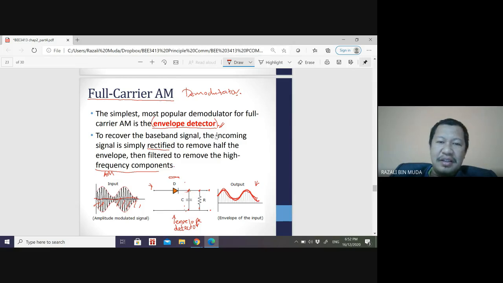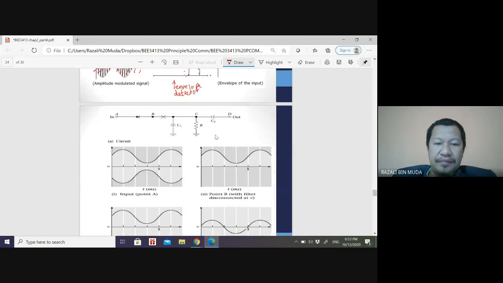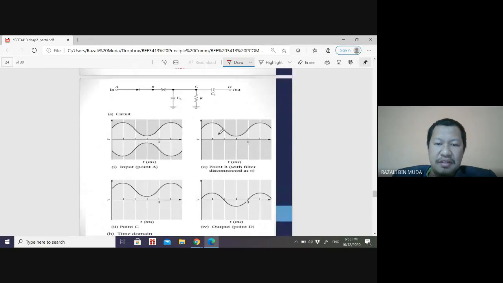The basic demodulator for full carrier AM circuit. So this is a little bit of explanation of the same. Now you have this envelope here. Then at point B, after the diode or the rectifier, the negative part of the signal is gone. So now you have the positive part.